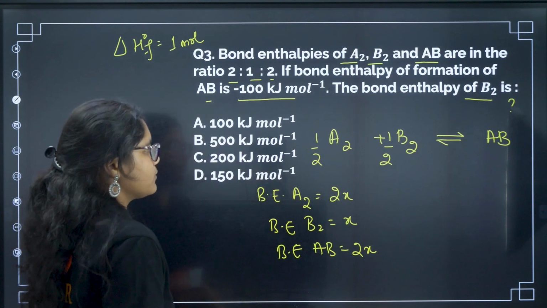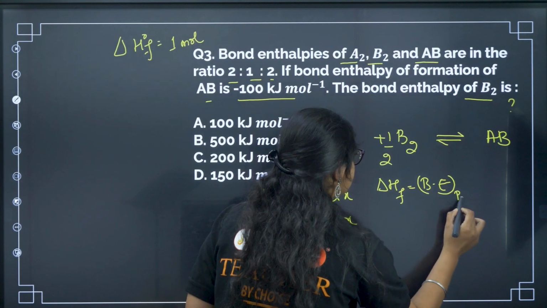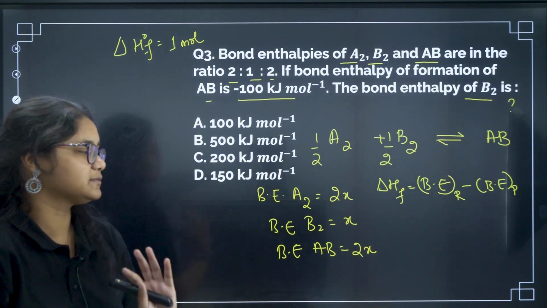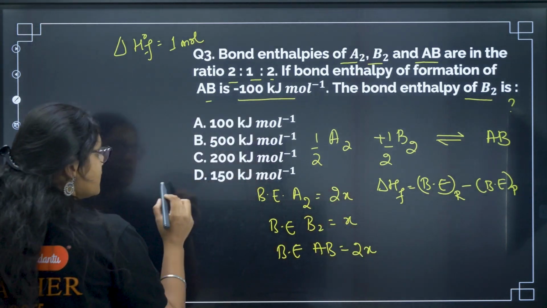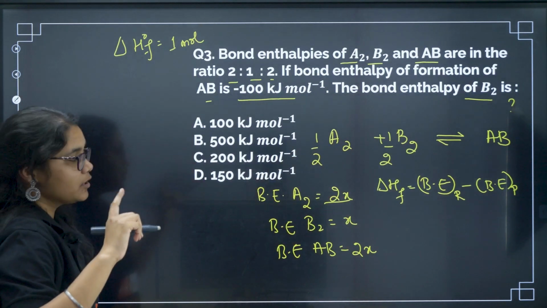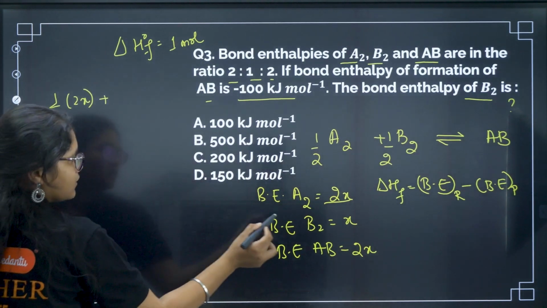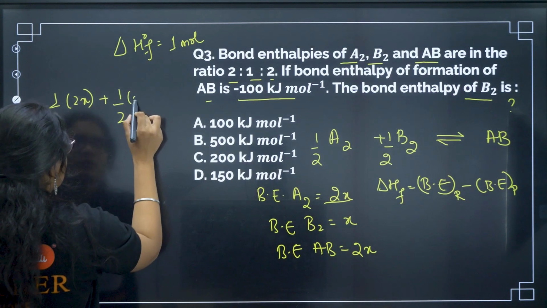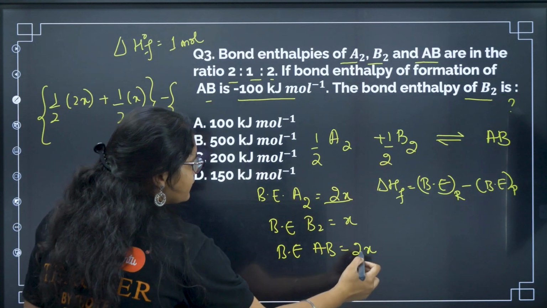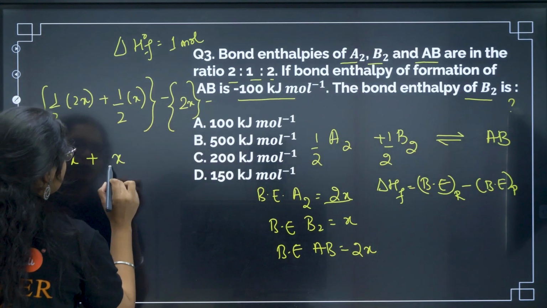Now we can put it in the formula. Delta H of formation is bond enthalpy of reactants minus bond enthalpy of products. Now we can put the values here. Bond enthalpy of reactants is A2 and B2. A2 value is 2x, and this coefficient also should be considered. So I'll write 1 by 2 of 2x plus 1 by 2 of x, which is the bond enthalpy of reactants, minus bond enthalpy of product, 2x for AB. If we solve this equation, I'll get x plus x by 2 minus 2x.